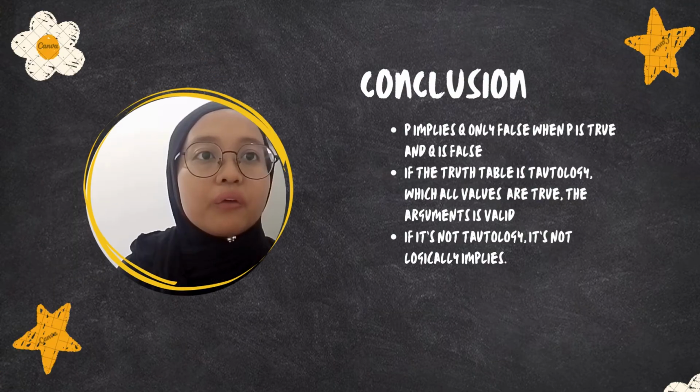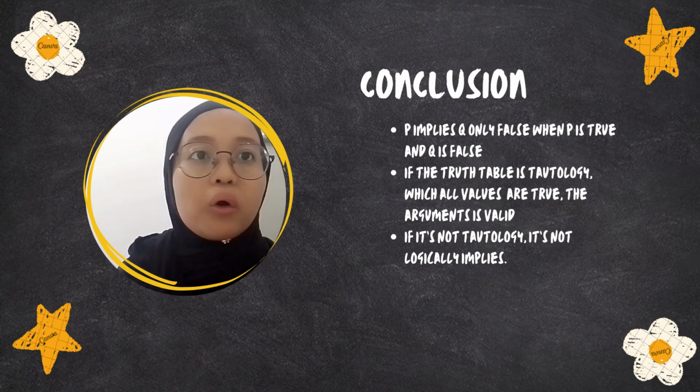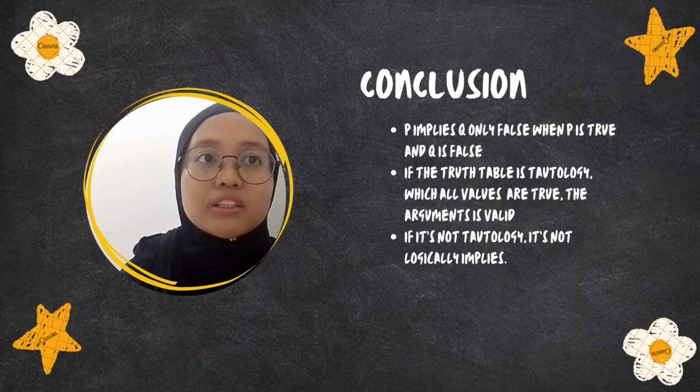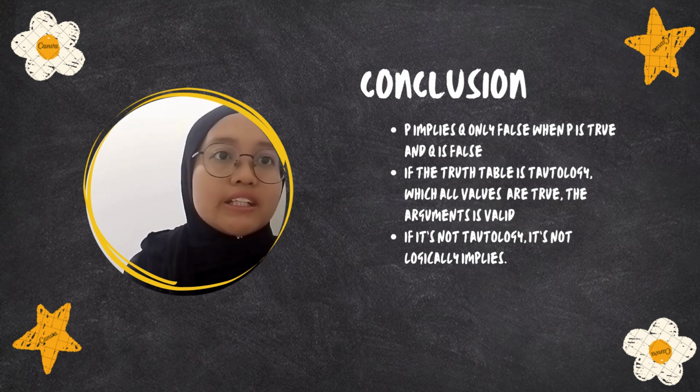Other than that, we can also conclude that P implies Q is false only when P is true and Q is false. If the truth table is a tautology, which means all arguments are true, the argument is valid. But if it's not, then it does not logically imply.